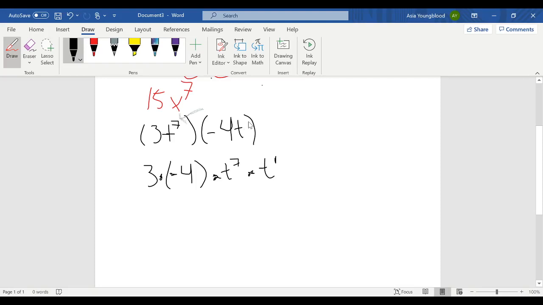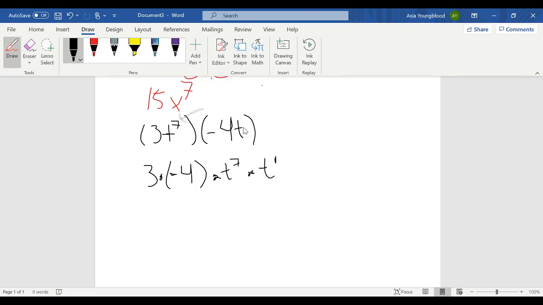So the first thing I want to note is that this 7 only goes to the t. I kind of drew an arrow here to show that. This 7 is not for the 3. So the 3 is just a regular 3, no exponent. You can think of it as having an exponent of 1, but for this situation, you don't really have to. So we're just going to do regular 3 times -4, and then t to the 7th times t to the 1st.